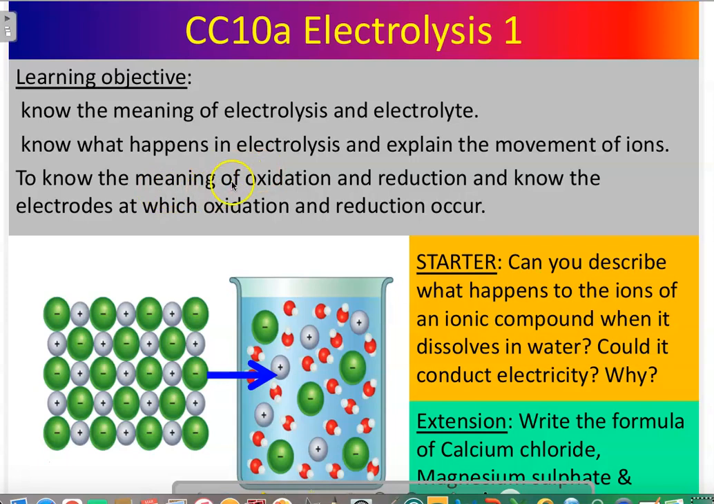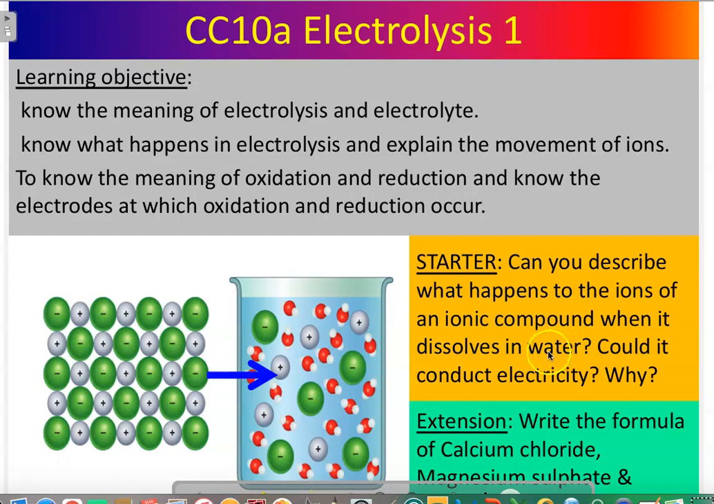Again, we want to know the meaning of oxidation and reduction and know the electrode at which oxidation and reduction occurs. That is the objective for this video. Now, for a start, I want you to describe what happens to the ions of an ionic compound when it dissolves in water. Could it conduct electricity? And if so, why? Pause the video, think about it, and write it down.